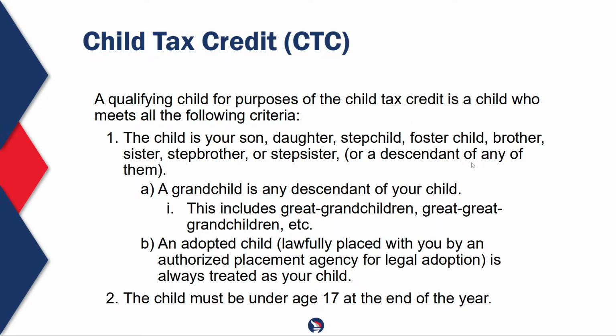All right. The qualifying child for purposes of this credit is a child who meets all the following criteria. And you've heard these before, because guess what? To be a qualifying child for child tax credit, they must be a qualifying child as a dependent. So the rules are going to be the same. Child is your son, daughter, stepchild, foster child, brother, sister, stepbrother, stepsister, or descendant of any of them. Grandchild counts. Great-grandchildren count. Great-great-grandchildren, so on and so forth. How far you want to go is how far you can go. An adopted child is yours. The child must be under the age of 17 at the end of the year.